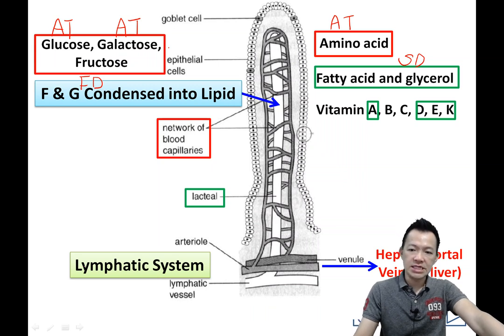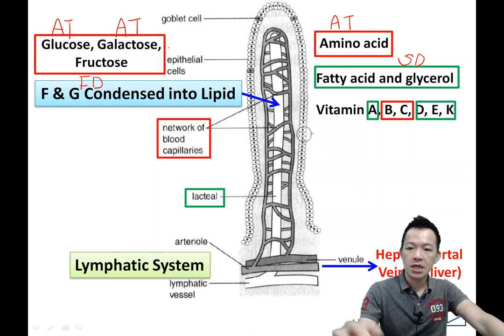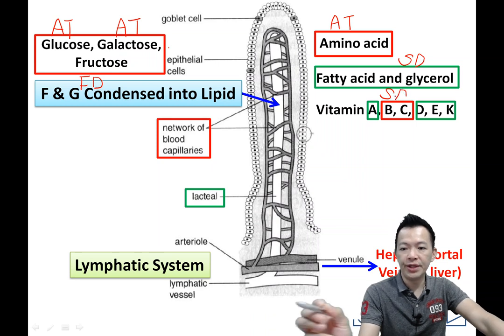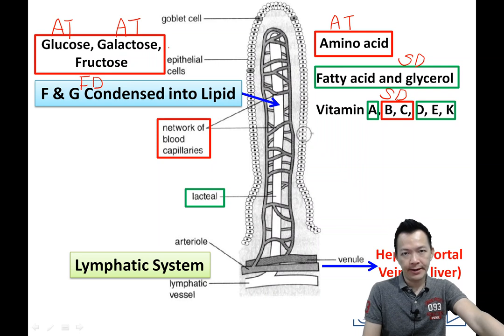How about B and C? B and C, they will be dissolved in water. Okay, they are soluble in water. So they will follow the blood capillary and go to the blood circulatory system. So B and C will be absorbed by the blood capillary. And all the vitamins here will be absorbed through the wall of the villi by using the method called simple diffusion. 就是简单的渗透过去了。Okay?